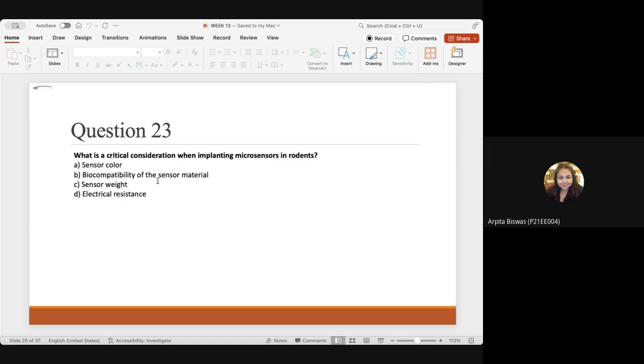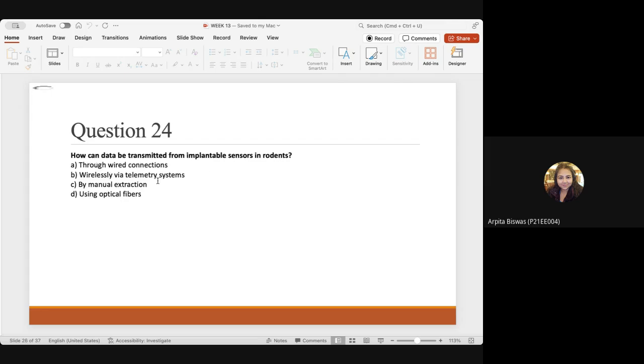Question number 23. What is a critical consideration when implanting microsensor in rodent? First is the sensor color. Second is the biocompatibility of the sensor material. Option C is the sensor weight, and option D is the electrical resistance. Biocompatibility. Yes, biocompatibility of the sensor material.